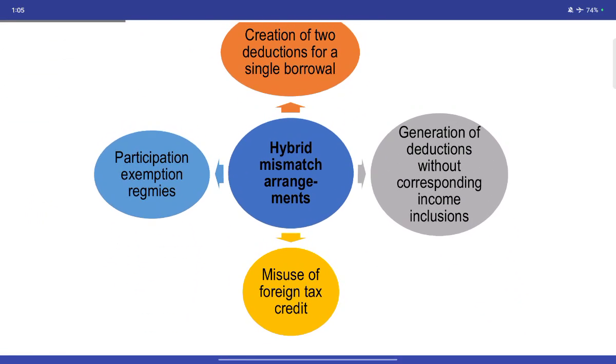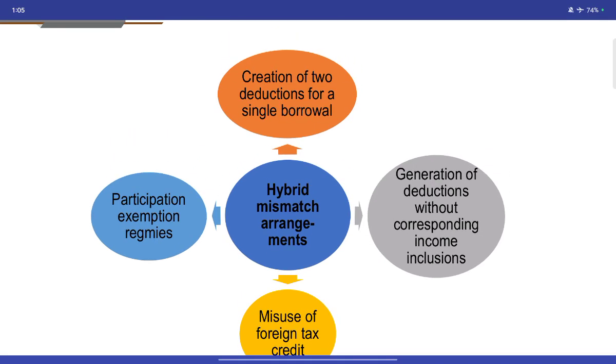Creation of hybrid mismatch arrangement. Generation of deductions without corresponding income, an illusion. Mismatch of foreign tax credit. Participation exemption regimes. Creation of two deductions for a single borrower.